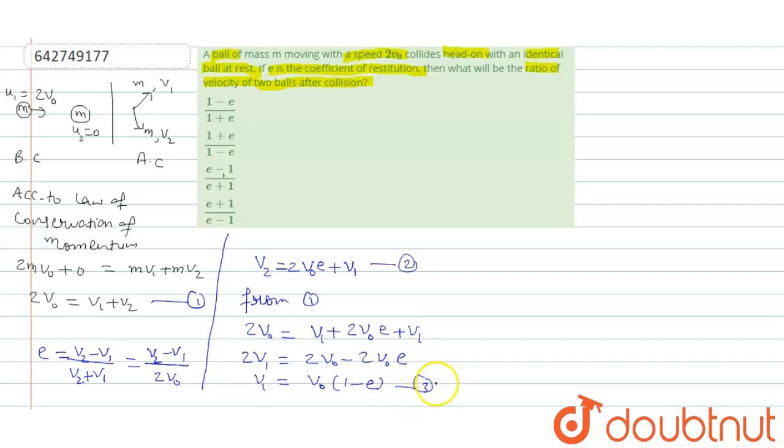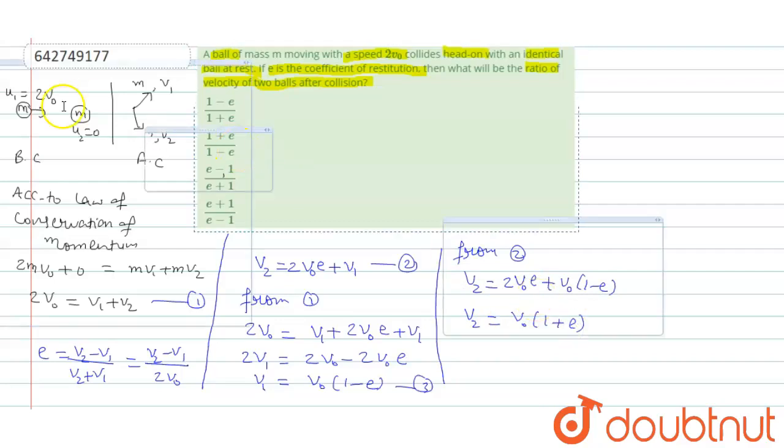We have the value of v1. Put the value of v1 in v2. From the second, v2 becomes 2v0e plus v1, and v1 is v0 into (1 minus e). So it becomes v2 equal to v0 into (1 plus e).